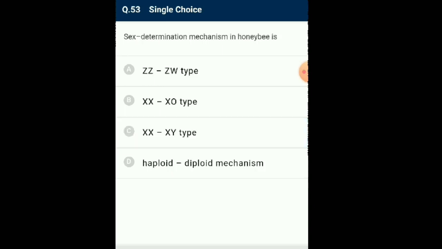Question number 53. Sex determination mechanism in honeybee is. The sex determination in honeybee is done on the basis of the number of sets of chromosomes an individual receives. An offspring formed by the fertilization of a sperm and an egg results in a female, that is, a queen or worker. An unfertilized egg develops as a male drone by the process of parthenogenesis. So the answer for this question is option D, haploid diploid mechanism.